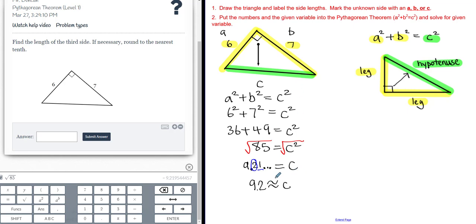And again, just a quick reminder, when you're solving for the hypotenuse, it should always be the longest side. So obviously 9.2 is larger than 6 and larger than 7. So that's kind of a good check to do to make sure you didn't make a silly mistake.